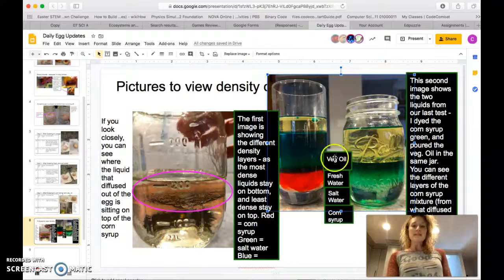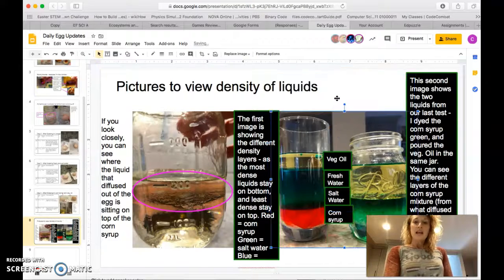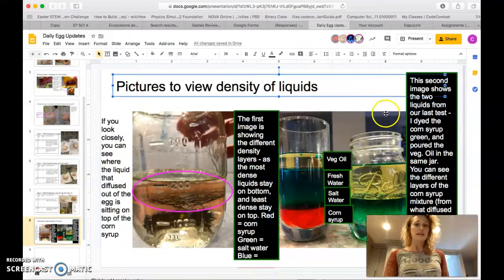Also, over here, what I did was to prove to you different densities as well. So I dyed red to be corn syrup, and it sunk to the bottom. And then I dyed saltwater green, and it was in the second layer. I dyed freshwater blue, and notice the freshwater still sits on top of the saltwater because it is less dense. And then I left the vegetable oil its natural color. And when it was all done, it sat right on top. So it proves that there are different densities here, which might explain why the eggs acted differently whenever they were exposed to the same thing. So I wanted to clarify those things.